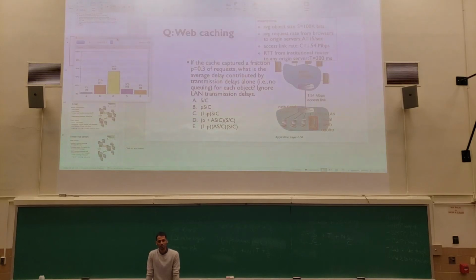I saw a few of you just not even trying to do this question, okay? So I assume that this needs clarification for why the answer is whatever it is. It says P is the fraction of requests that's captured in the cache, so that's the hit rate. What's the average delay contributed by transmission delays alone? There is no queuing for each object. Your average should be expected delay. That's what it means. Expected is technically a better term than average.